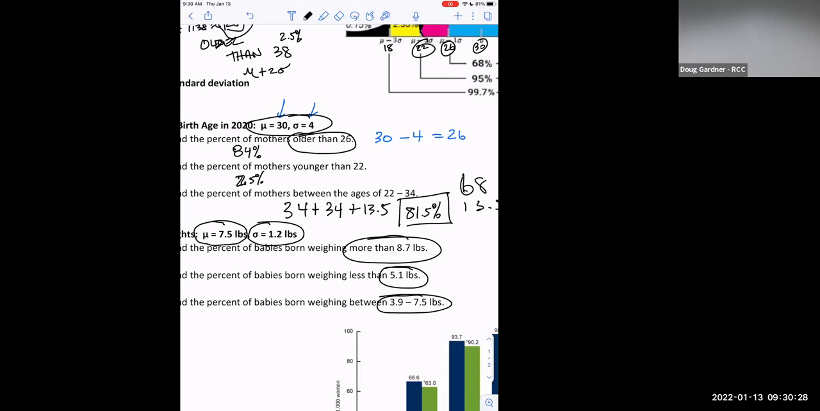This is an example of something I would give on a test that would demonstrate that you understand this empirical rule. You're not turning this in, but you need to be able to do this.